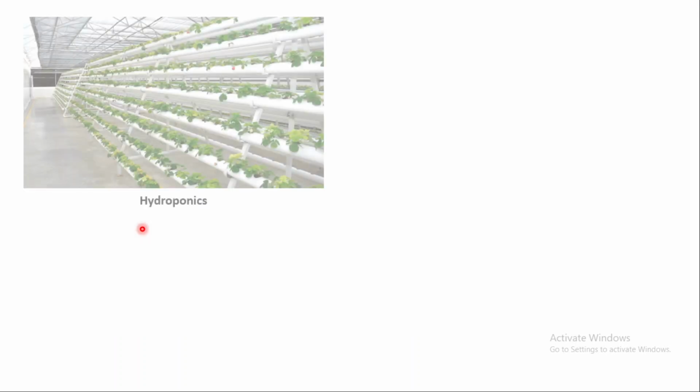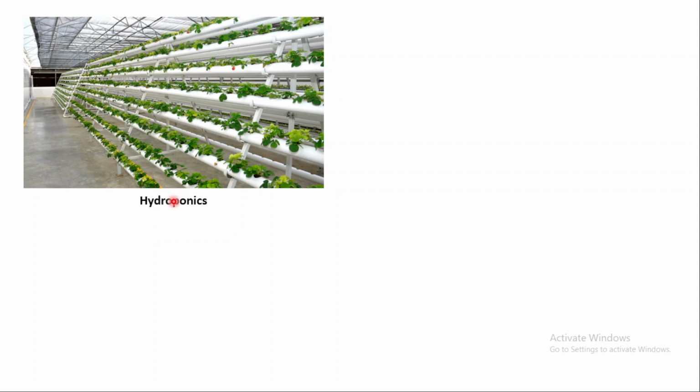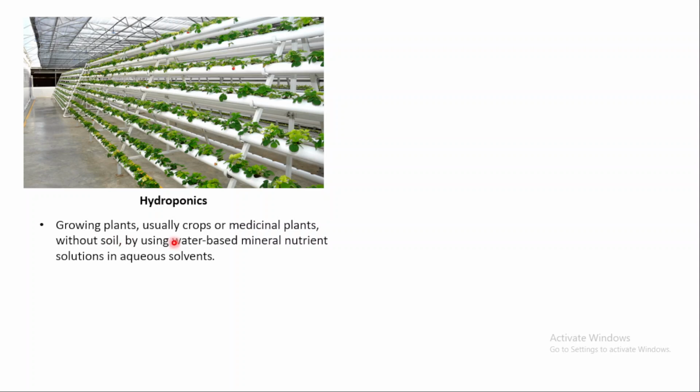So we'll study a little bit about what is hydroponics. As the name suggests, hydro means water and ponics means plant growth. So growing plants, usually crops or medicinal plants, without soil by using water-based mineral nutrient solution in aqueous solvents. So here, as you can see, this is a hydroponic farm or a greenhouse in which all these plants are growing in a soilless environment. There is no soil for the plant to attach to and grow.